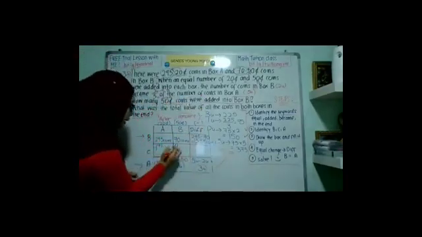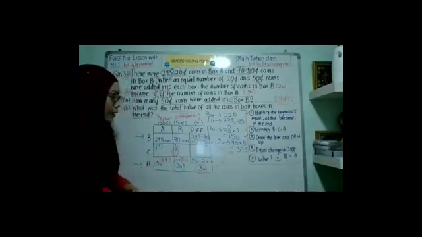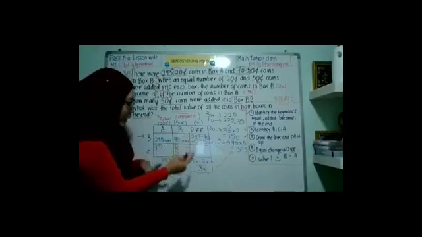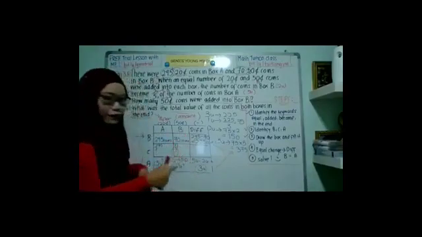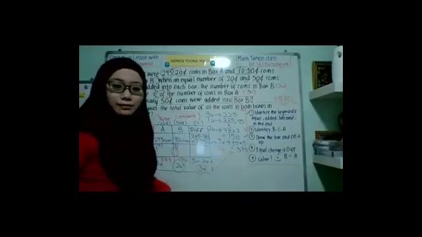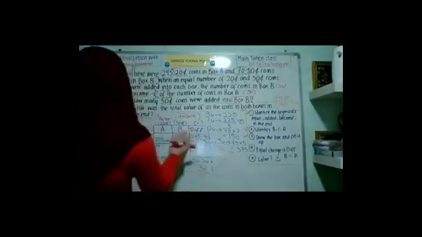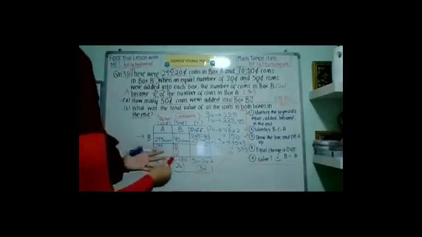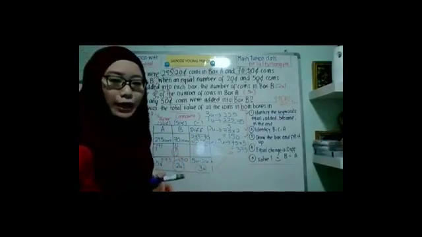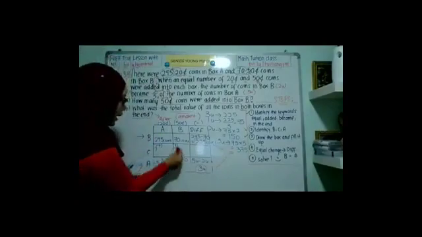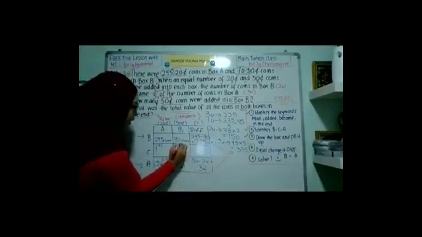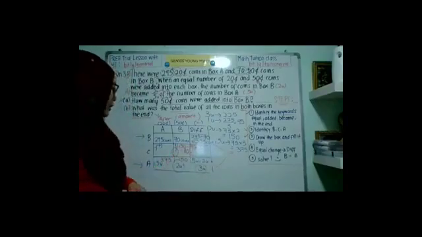Now, the question says for part A, how many 50-cent coins were added? I want to find this part here, this question mark. Can I find how many coins were added? At first, I have 70 coins. Then when I add something, it becomes 150. Can I find how much I add? Yes, you can find. What do you do? I have 70, now I have 150. I actually take the difference. 150 minus your 70 will give you 80 coins. 80 coins were added.